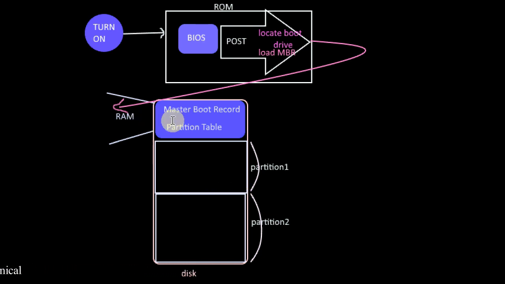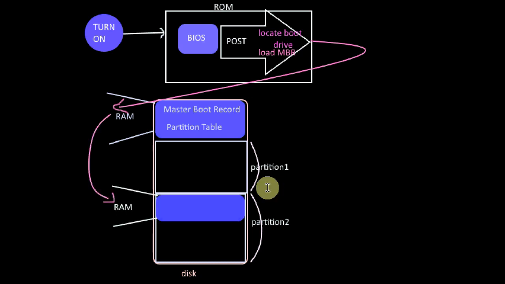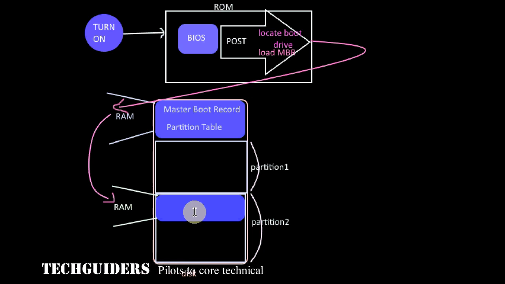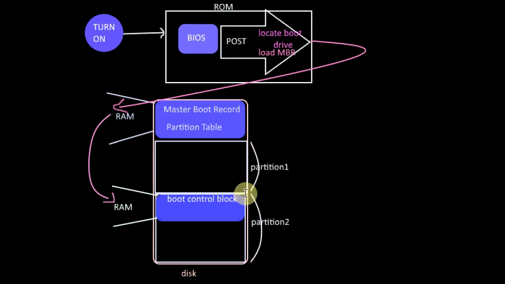Suppose we need to boot the operating system from this partition. Thus, the first block from the partition holding the operating system will be loaded to the main memory and will be executed. This block generally consists of a boot control block, which contains the second stage bootstrap code. It contains the information needed by the system to boot an operating system from that partition. It is called boot block or partition boot sector.